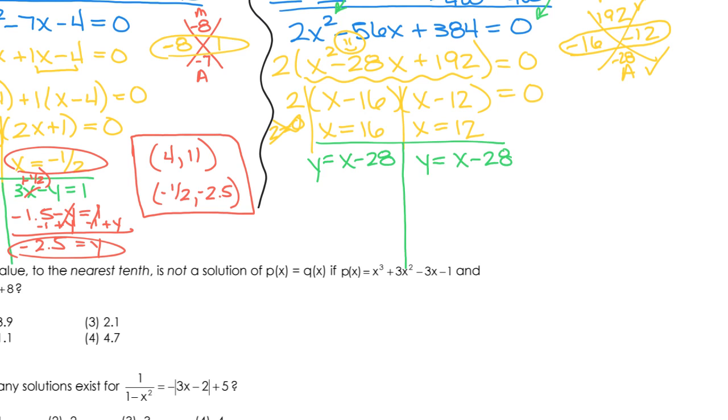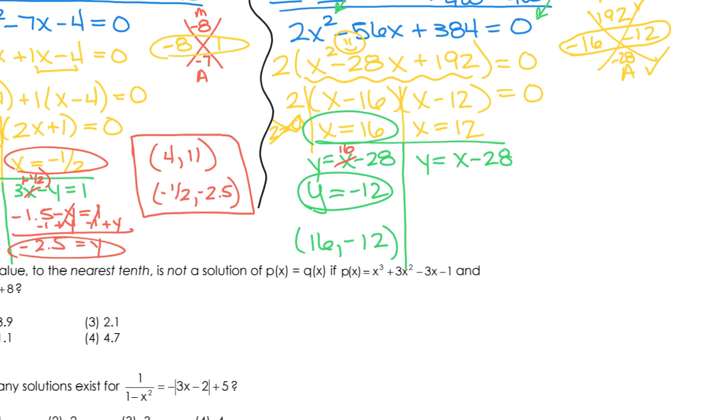Okay? On this side, the x is going to come out and 16 is going to go in. And we're going to end up with y equals 16 minus 28, which is negative 12. Okay? And we're going to go back up and grab our x and pair it with our y and write it as a point of intersection, which would be x coordinate first, 16, comma, negative 12.